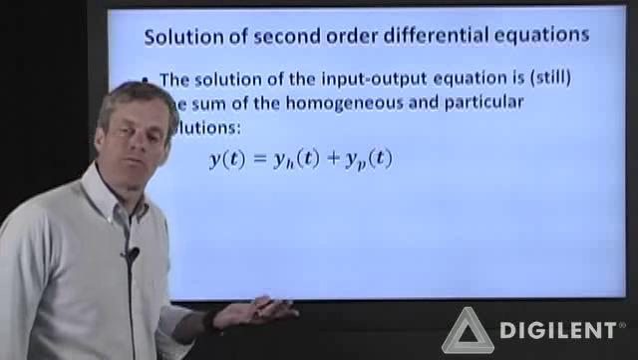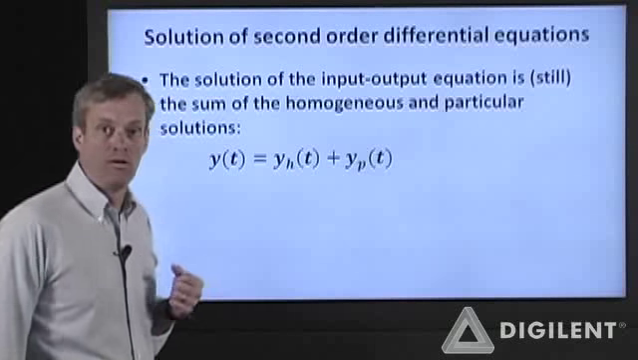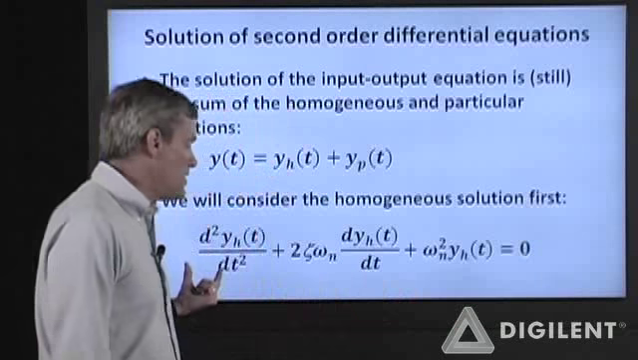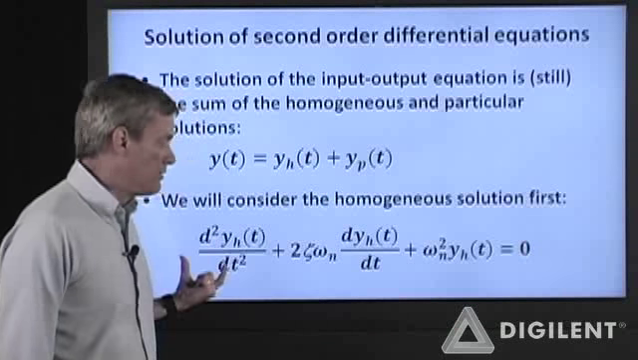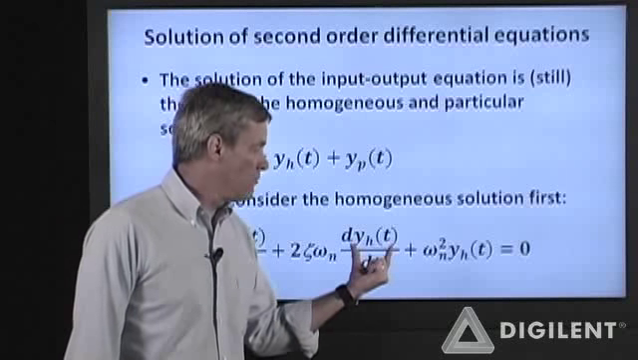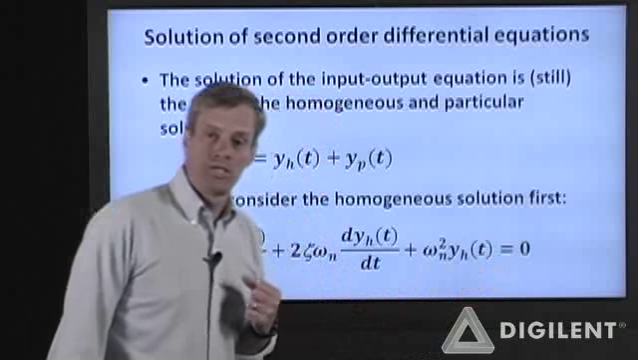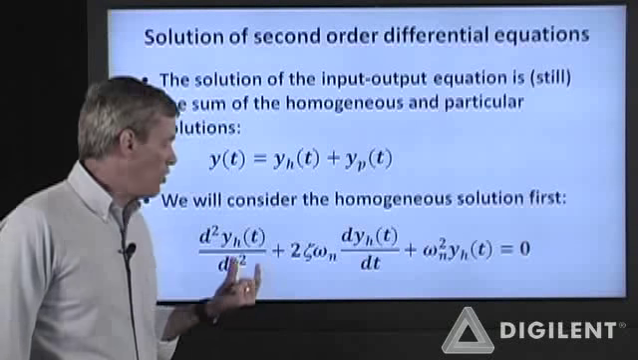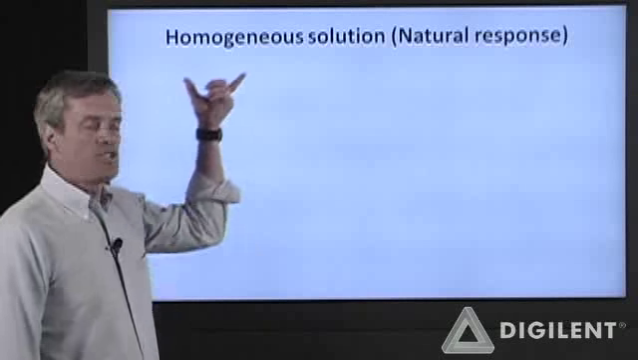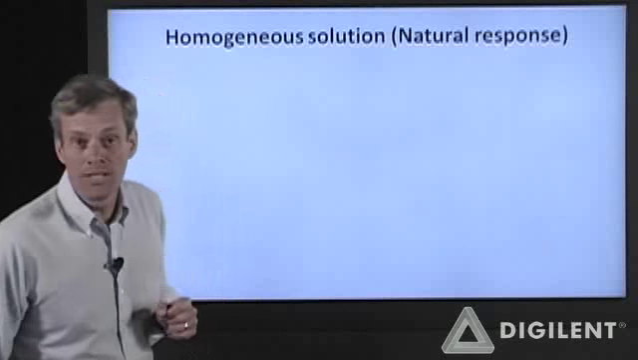Now, the same way we did with first-order circuits, I'm going to worry about the homogeneous solution first. So for the homogeneous solution, we have no forcing function, so our differential equation, d squared y_h dt squared plus 2 zeta omega n dy_h dt plus omega n squared y_h is equal to 0. Solving this will give us the homogeneous solution y sub h of t. Let's determine the form of the homogeneous solution, or the natural response of the system.